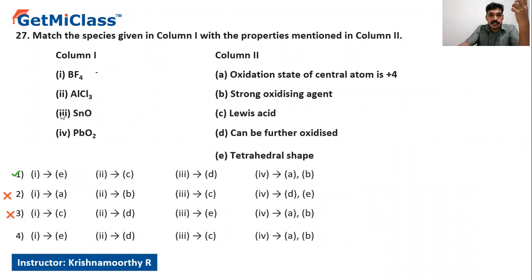For the third one, stannous oxide can be further oxidized. The oxidation number here is +2, and the +4 oxidation state is stable. Therefore, it can be further oxidized. And PbO2 means the oxidation state here is +4. It looks correct, and it is a strong oxidizing agent because it is in its maximum oxidation state +4, and the stable form of lead is +2. Therefore, it has a tendency to reduce itself, and so it can be used as an oxidizing agent.